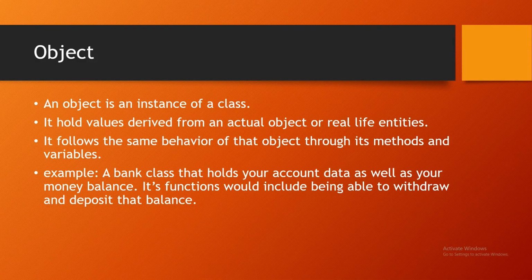So, along with the class, there's an object. These two basically get mentioned interchangeably, hand in hand. An object is essentially an instance of a class. It holds values derived from an actual object or real-life entities. It follows the same behavior of that object through the methods and variables.